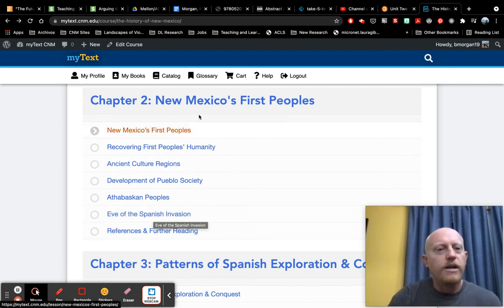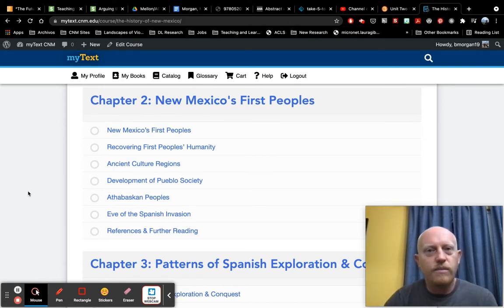And then we're going to think about who these people were on the eve of Spanish invasion. Admittedly, there could be books about each of these chapters, and there are books. That's what the references and further reading will point you toward if you want to learn more. I've tried to distill what we can hope to get through in the short time that we have together.